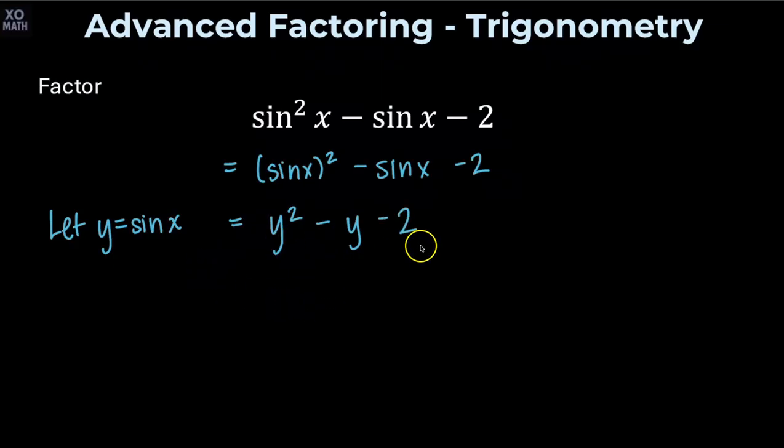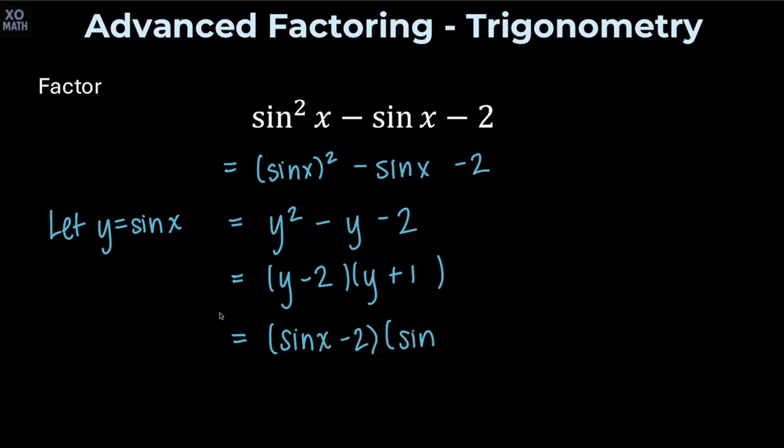So definitely a quadratic. A nice one with a leading coefficient of 1, so we can jump right into factoring it quite nicely. We're going to have our two factors that each start with y, and we want two numbers that multiply to give us negative 2 and add together to give us negative 1. So we're going to have y minus 2, y plus 1. And then we're going to return back to our sine function. So we're going to go back and replace y with sine x. So our factorization will be sine x minus 2, and then the quantity sine x plus 1.